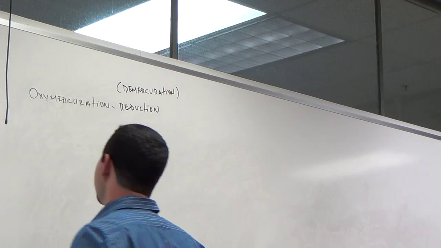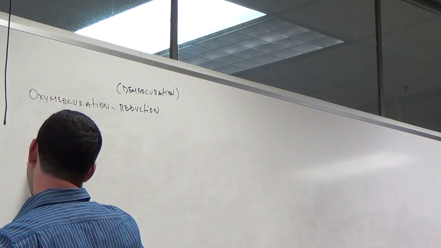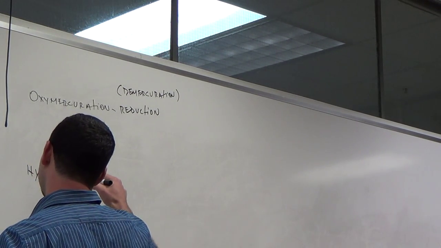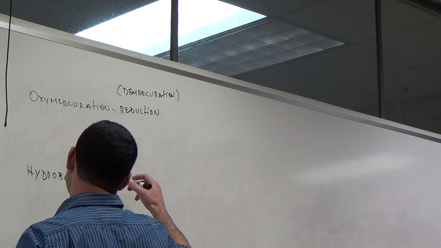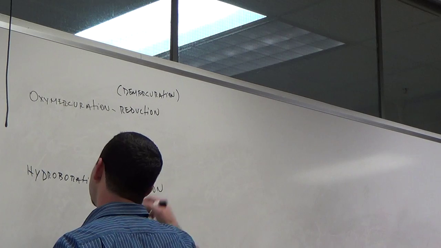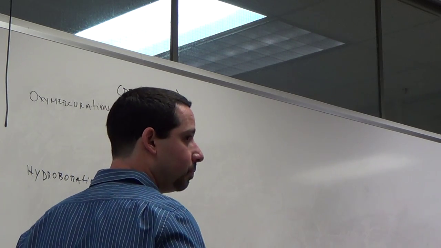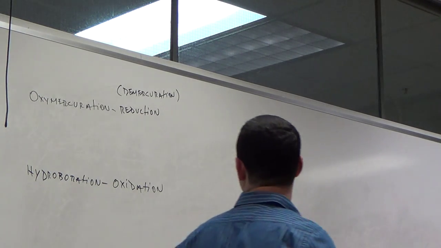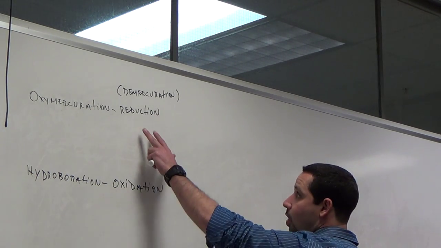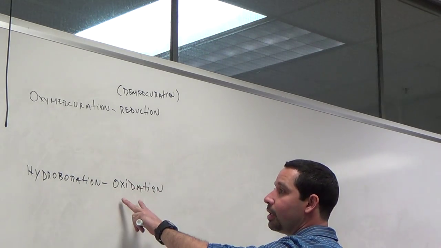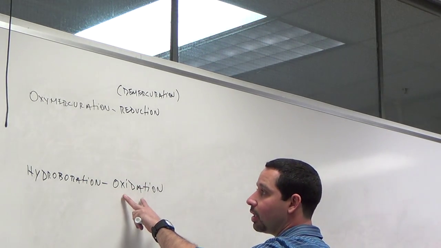The other reaction is called hydroboration, and this here is called the oxidation. This one goes against the Markovnikov rule. So one is called oxymercuration reduction, and the other one is hydroboration oxidation.